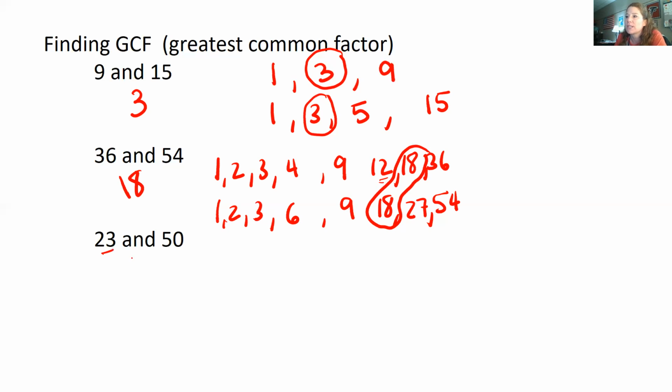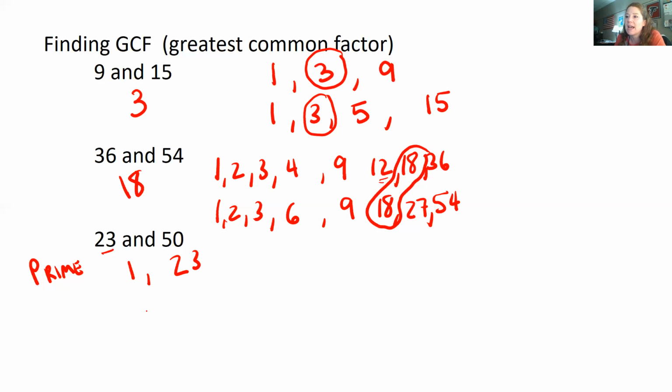So the factors of 23, well, 23 is a composite number, which means, or no, it's not, it's a prime number. It only has 2 factors, 1 and itself. So that's what a prime number is. A composite number, which is what all these are, have more than those 2 factors.